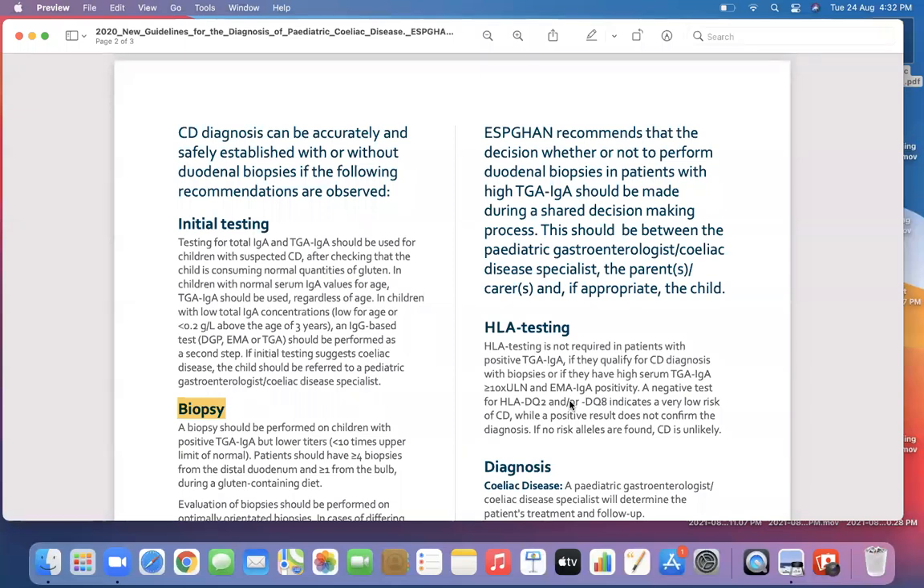TTG level; if IgA is deficient, IgG-related TTG and anti-endomysial antibodies. And if still less than 10 times the normal, then go with the biopsy. There is also one indication for the parental wish: if they ask or request you, you can go for biopsy. These are the four or five things. Do not go too deep as shown in this session, because that is for gastroenterology.